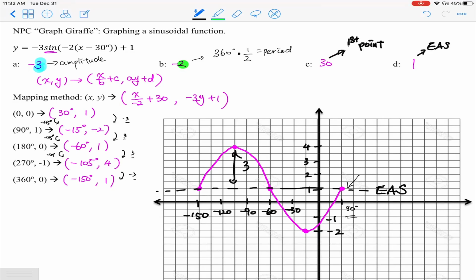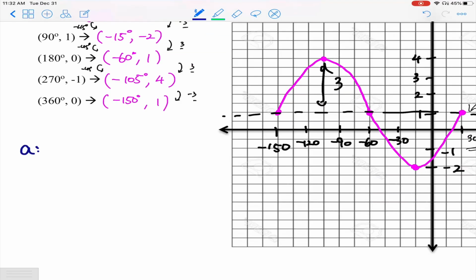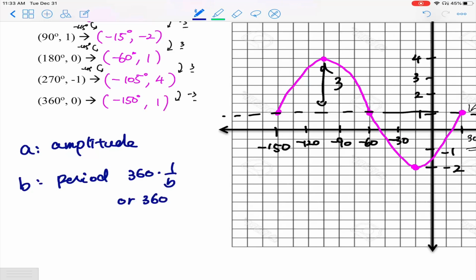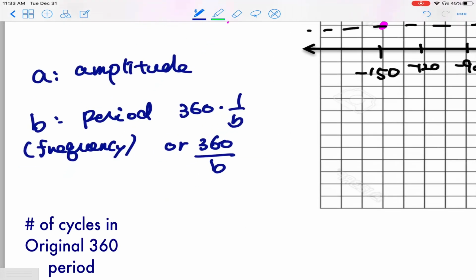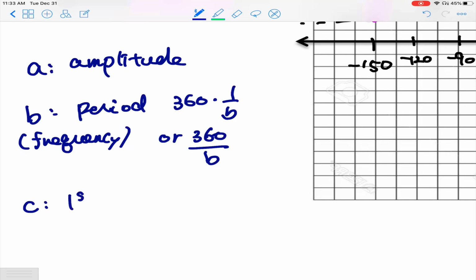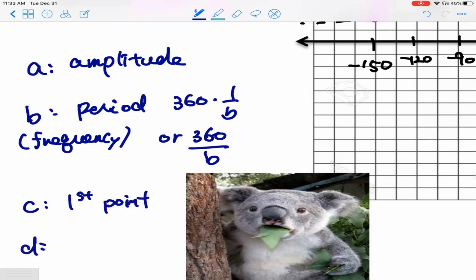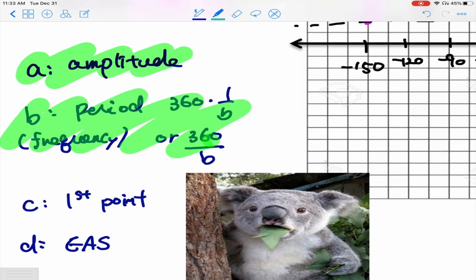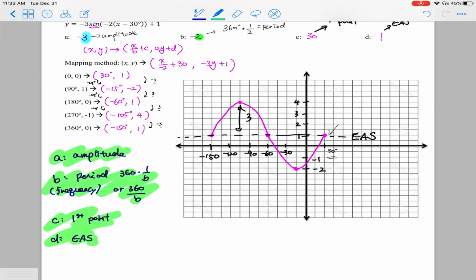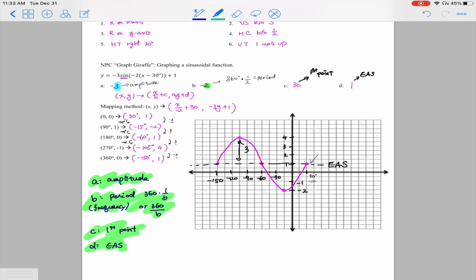So that's all, okay? So your A gives you the amplitude. Your B gives you the period, but you have to go through the 360 times 1/b, or you can say 360 over b. And we actually do have a specific name for this. We call this one frequency. So b is actually called the frequency, and you will deal with that one a bit later with the word problems. Now the C gives you the first point to start, then the D gives you the axis. So this is very critical for you to remember. So please remember these, and then the graphing will be much simpler and easier for you to do.